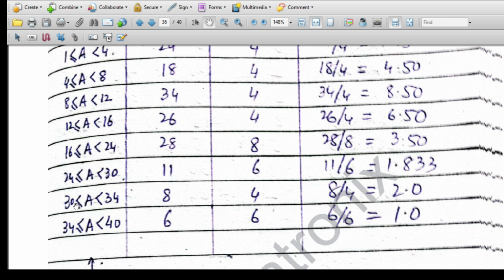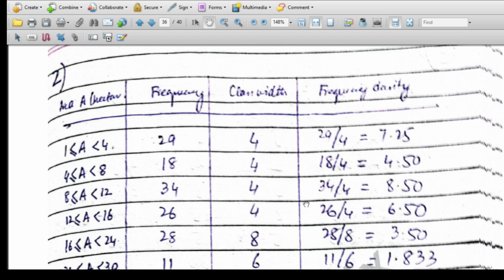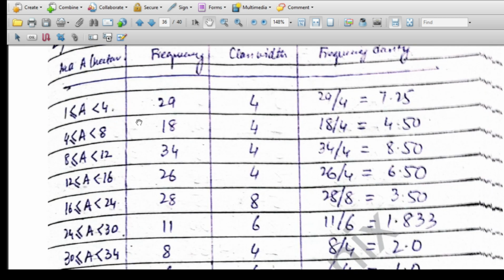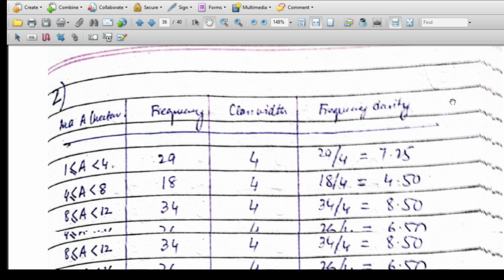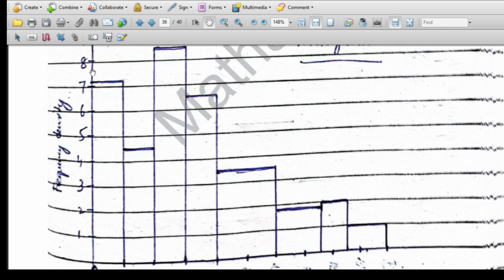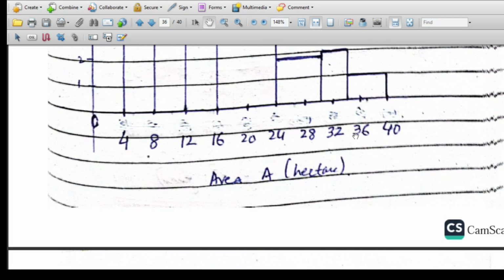Here the width is 4, so 8 divided by 4 is this. And 6 divided by 6 is here, we did a mistake. This is 3, so we divide by 3 and have a different density. Otherwise everything is correct except this first part, because 1 to 4 is a width of 3. So we'll divide by 3 and have a different value here, a little higher, and we'll plot it accordingly. The rest is the same.